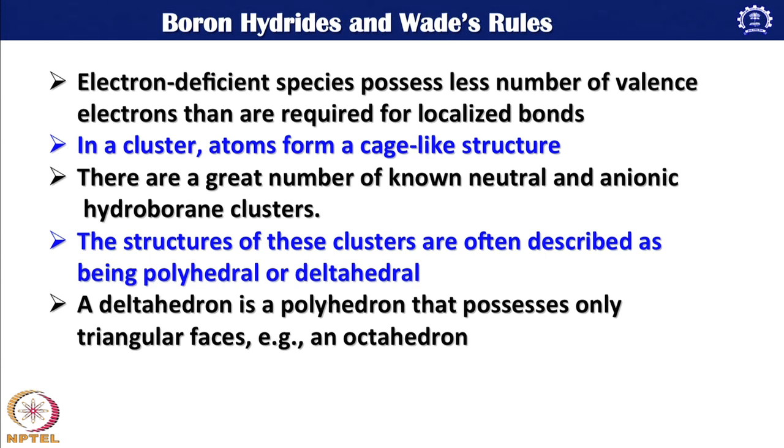For example, let us consider the octahedron. If you just look at this one, each face is made up of an equilateral triangle. We have 4 such triangles here and 4 such triangles here, and that is the reason it is called an octahedron. So, this is one example of a deltahedron. I will give you more details about other deltahedra.